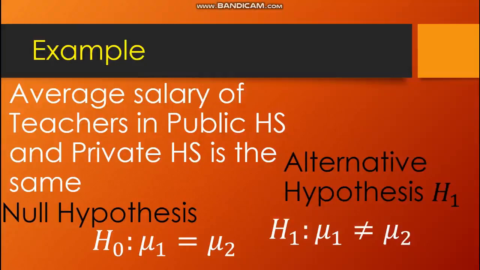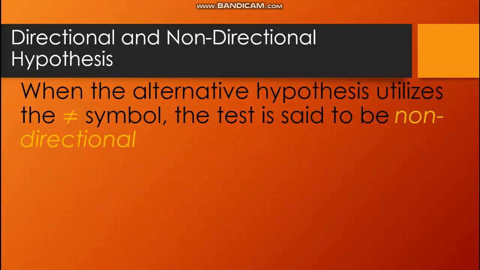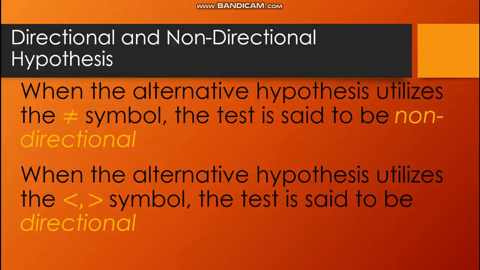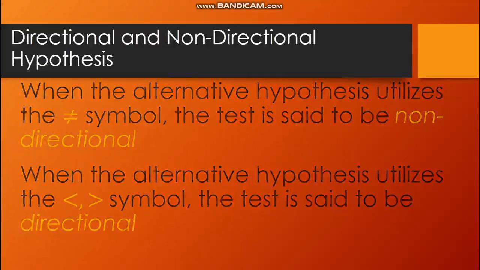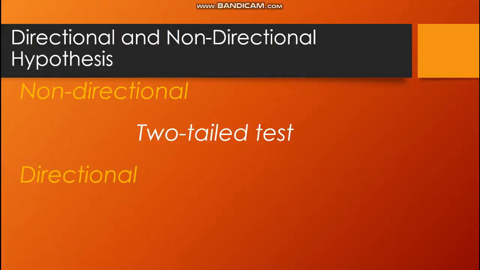Okay? And for the directions of our hypothesis, we have two types. When the alternative hypothesis utilizes the not equal symbol, the test is said to be non-directional. And when the alternative hypothesis utilizes the less than and greater than symbol, the test is said to be directional. And pag sinabing non-directional, that is two-tailed test. At pag sinabing directional, that is a one-tailed test.